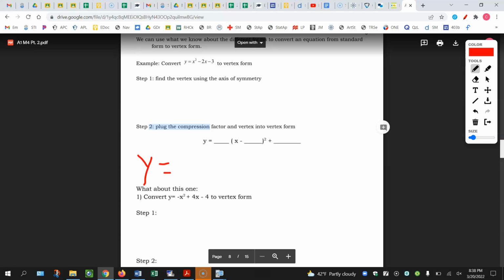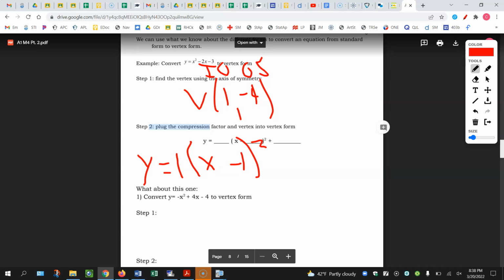Y equals a. A was 1, times, we had a vertex of 1, negative 4. The 1 is going to be on the inside and it's going to be the opposite. Negative 4 is going to be on the outside and it's going to be the same. So this is going to become x minus 1 squared. Don't forget the squared because it's quadratic. Minus 4. The 1 here is on the inside and it's opposite, so minus 1. This is on the outside and it's the same, so minus 4.